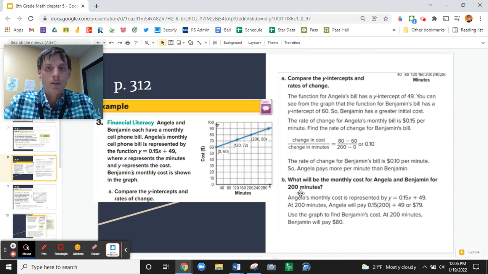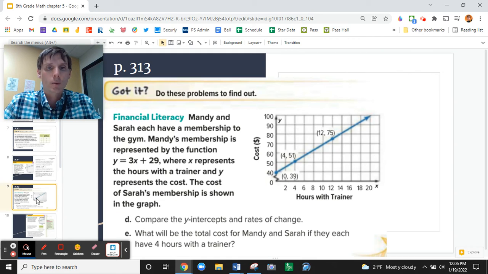But again, if you need another example, you can read through that in your book. But we'll go through this one here together. All right. So Mandy and Sarah each have a membership to the gym. Mandy's membership is represented by the function y equals 3x plus 29, where x represents the hours with the trainer, and y represents the cost.